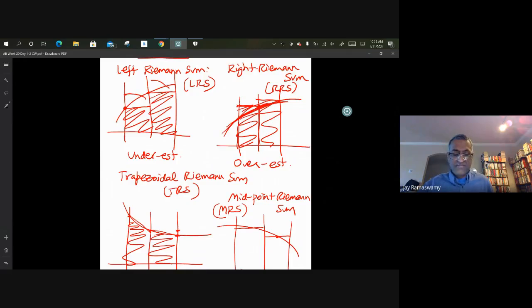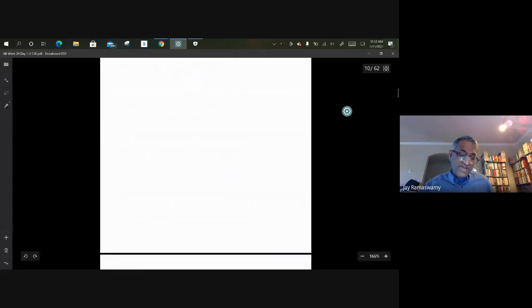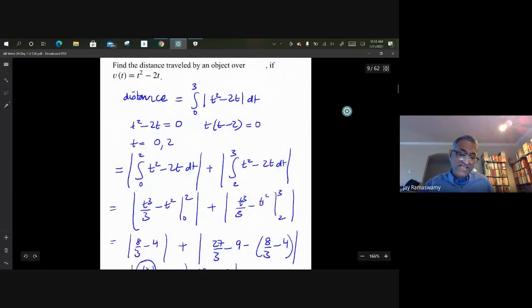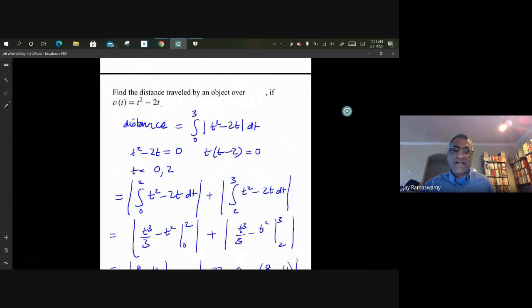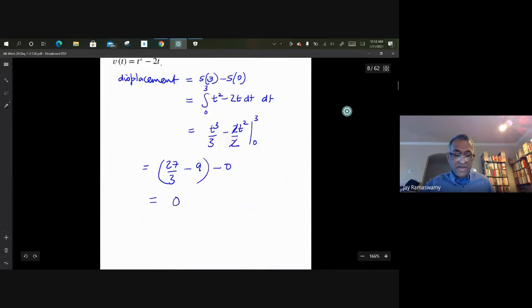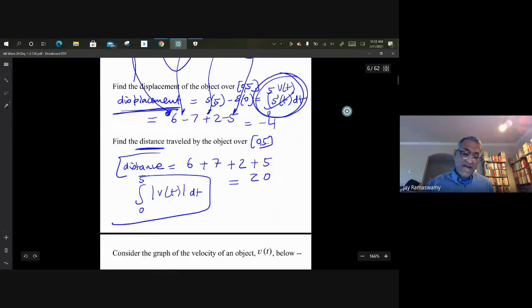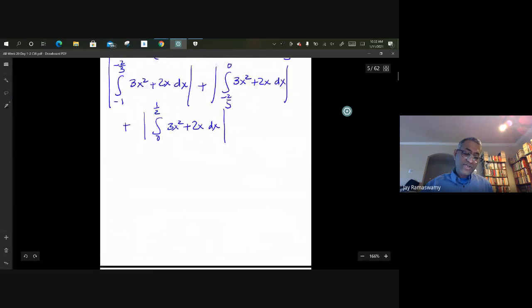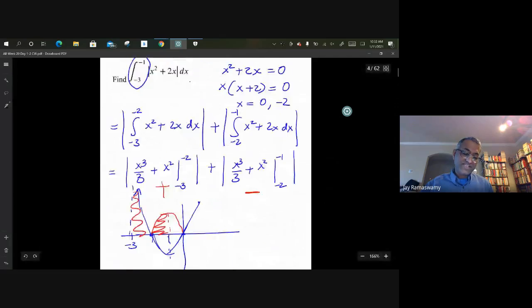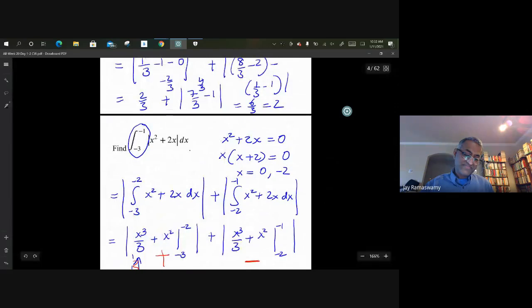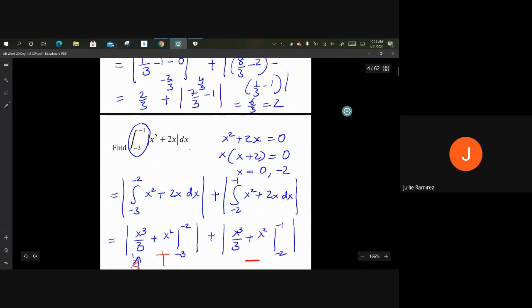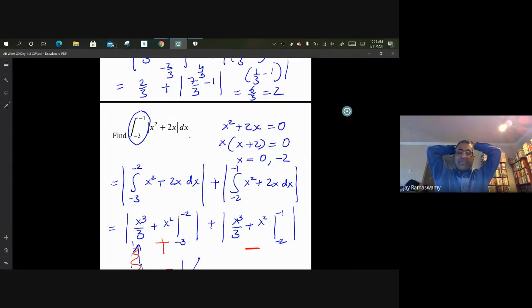We also talked about whether it's an underestimate or overestimate. It's kind of obvious, but we went over that. And the last concept we discussed was distance versus displacement. Distance is the integral of the absolute value of velocity, whereas displacement is just the integral of velocity. And then finally, we did absolute value integrals. You break it up at the, what do we find first? The x-intercepts, the breakpoints. We split up the integral. Make sure you take the absolute value of each of those integrals, because I don't know if it's positive or negative. Add them up, and that's your result.